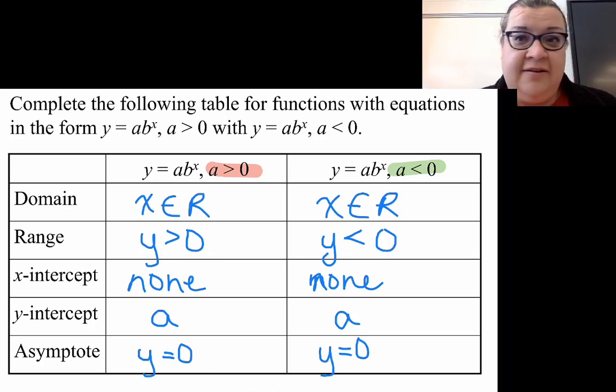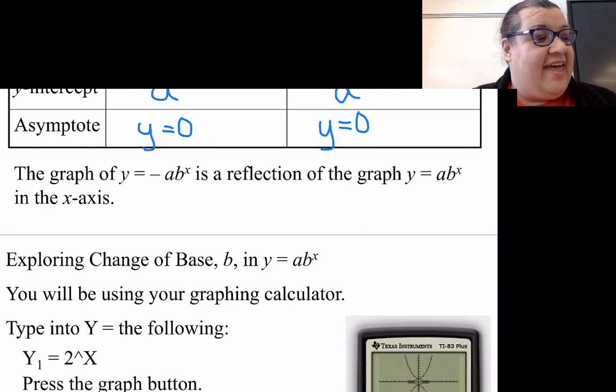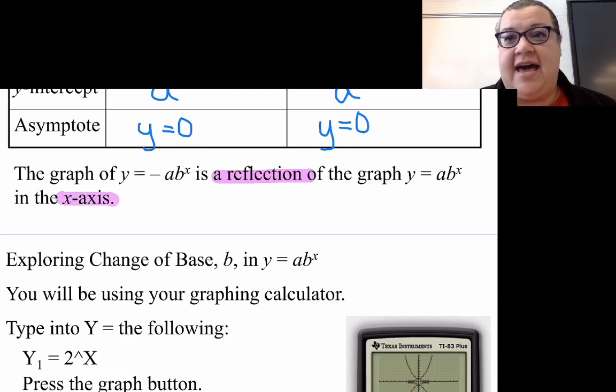All right. Hopefully this all makes sense, guys, right? And again, the reflection, we saw this in the graphs. When our a is negative versus when it's positive, we are getting a reflection in the x-axis this time.